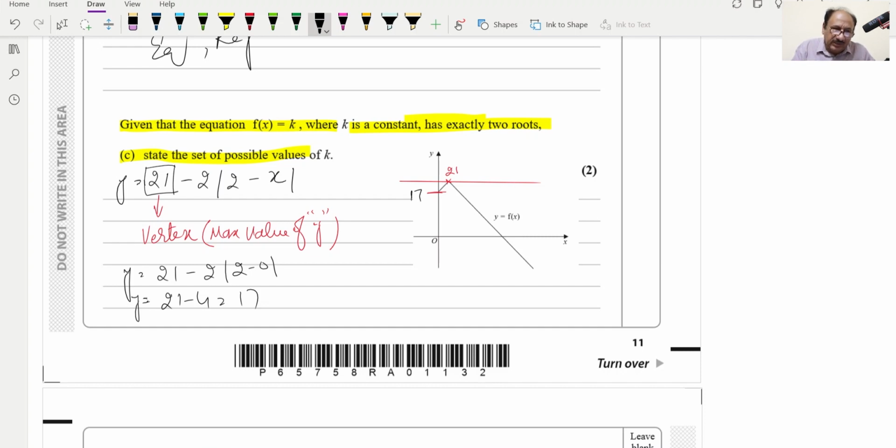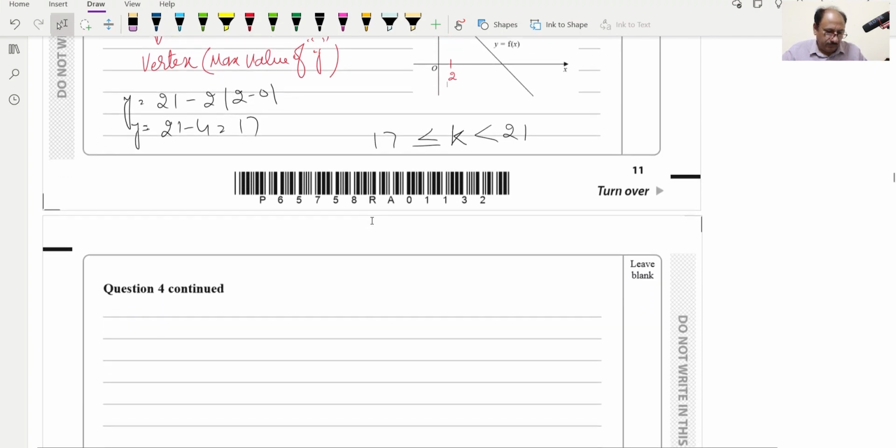So value of k is k. For two solutions, value of k should be greater than or equal to 17 and less than 21. So in between that one, because on 21 it's touching only one point, so we can't take the equal to sign over here. And if we check this one for 21, we have this x value as 2. So x value is 2 and y value is 21. Hopefully you understood this part as well.